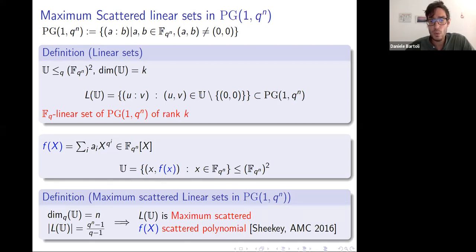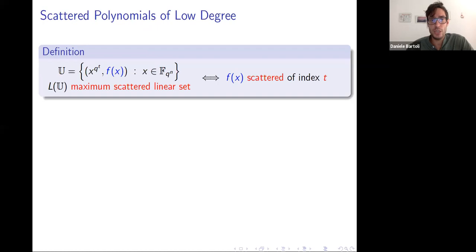Well, actually, we can generalize the parametrization of U a little bit, just allowing the first coordinate to be a Frobenius of x, so x to the power q^t. And if the corresponding linear set is a maximum scattered linear set, we say that the q-linearized polynomial f(x) is scattered of index t. So scattered polynomials are scattered polynomials of index 1 in this new definition.